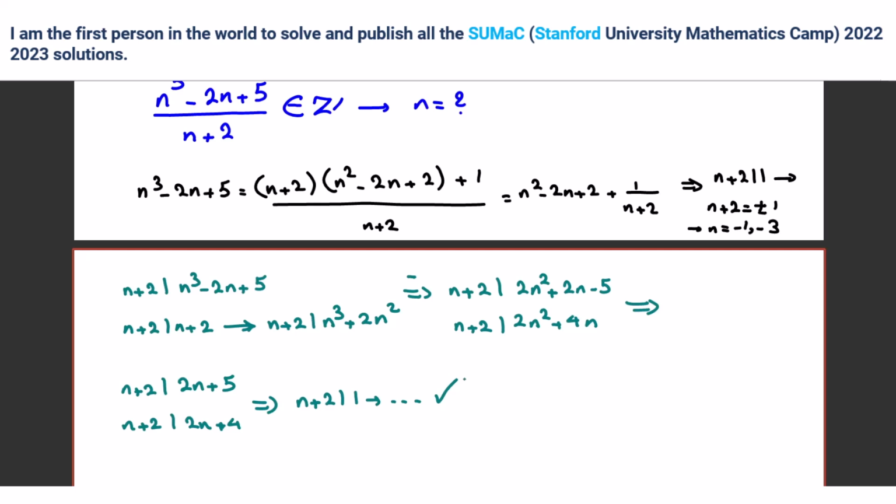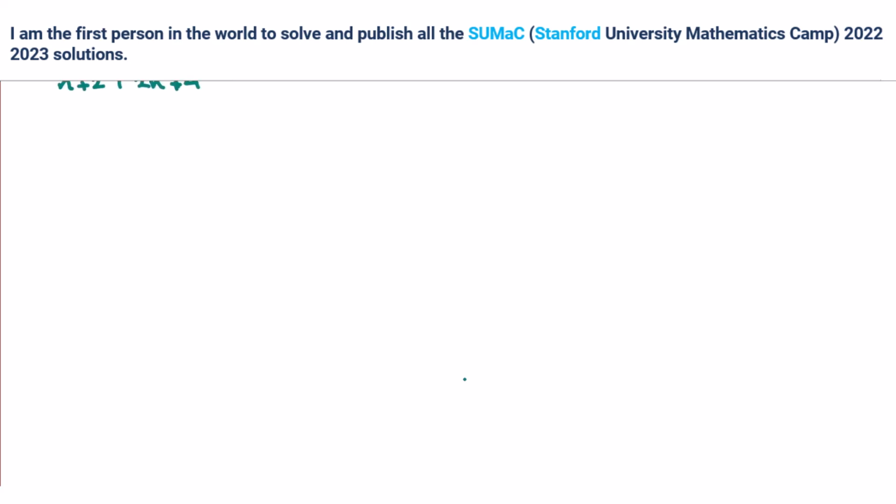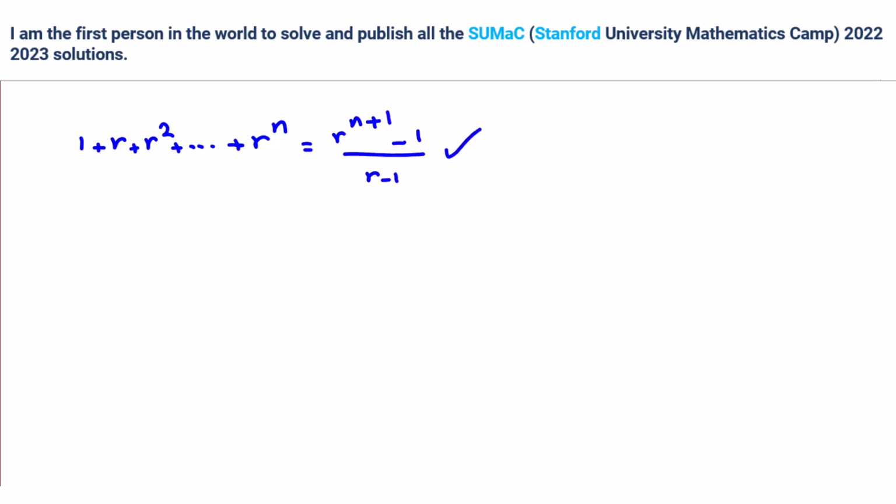Now let me just ask you the red rectangles that you couldn't answer in the first step. 1 plus r plus r squared up to r to the n is what? This one is r to the n plus 1 minus 1 over r minus 1. Good job. So it was one of the things you didn't answer correctly, but now you did. The prime factorization of 2024 is what? 2 to the power of 3 times 23 times 11. Good job.